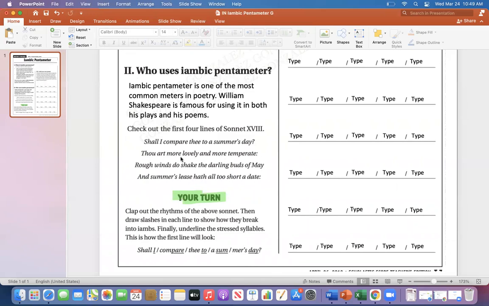So if we look at "thou art more lovely and more temperate": thou art, there's one; more love, there's one; ly, and there's another one; more temperate. So temperate is actually 3 syllables. So more and tem go together, and per-ate go together, and you would be able to separate them all out. Each one of these is 5 iambs. That's why they're iambic pentameter.